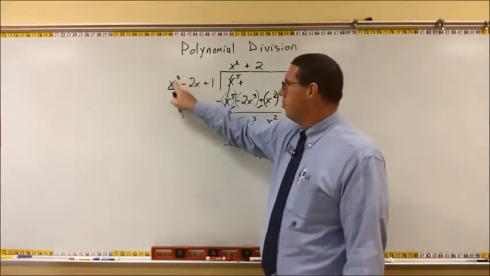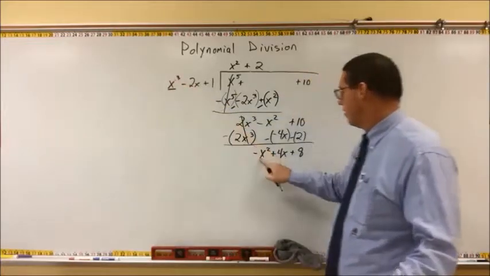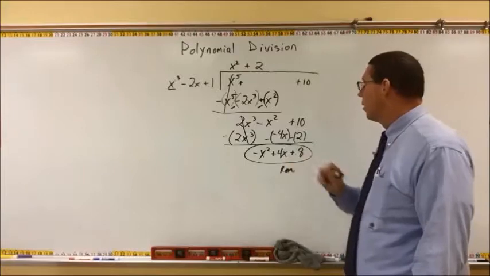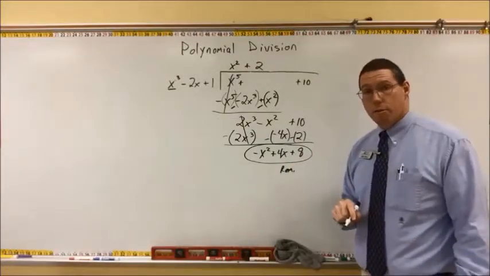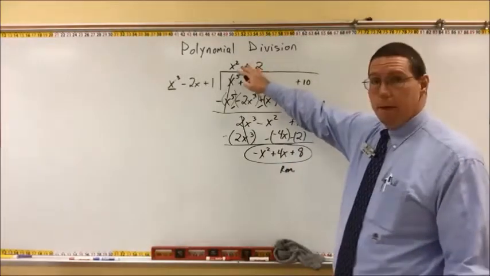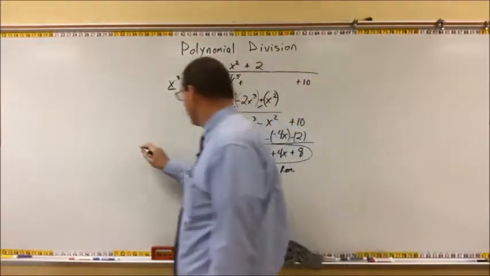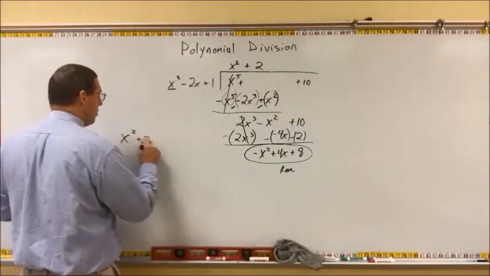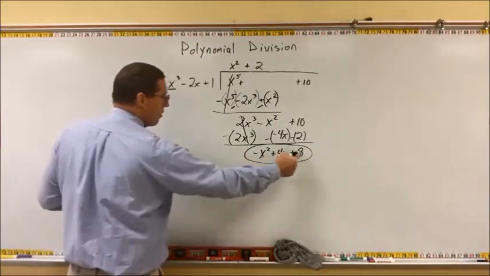And so now this is an x squared. This is an x cubed. So we cannot divide this into this. So that makes this our remainder. And so our answer is going to be whatever's up here, right? Our answer is going to be x squared plus 2. And then we have this thing here, right?